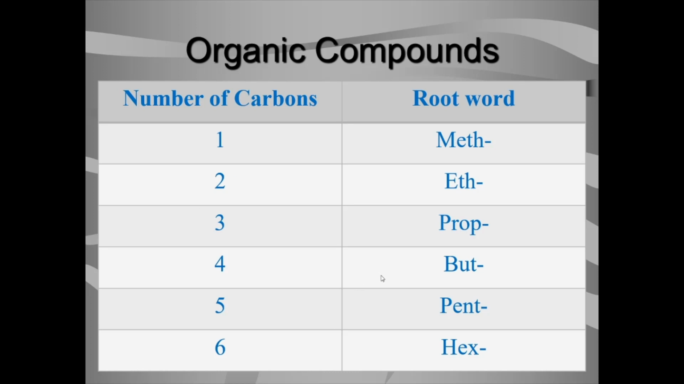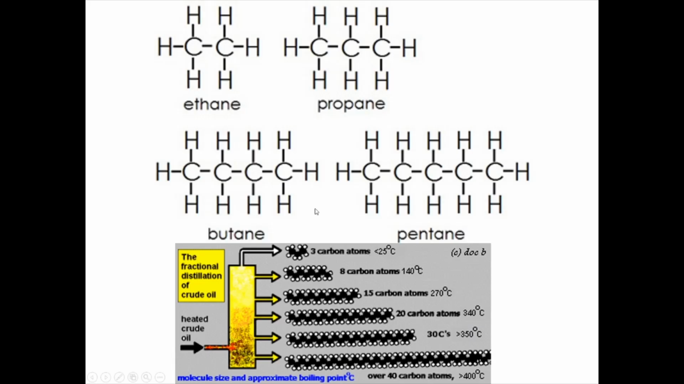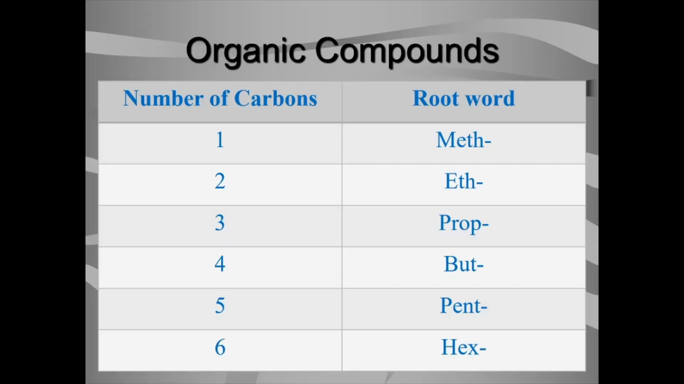And the number of carbons, again, will give us the root word for these organic compounds. So if we take a look at the previous slide, we see ethane, propane, butane, and pentane. I'm going to go back and forth between this slide and the slide we were just on. So if the number of carbons is 1, then the root word is going to be meth, like methane or natural gas. If the number of carbons is 2, then we have ethane. If the number of carbons is 3, then the root word is going to be prop.